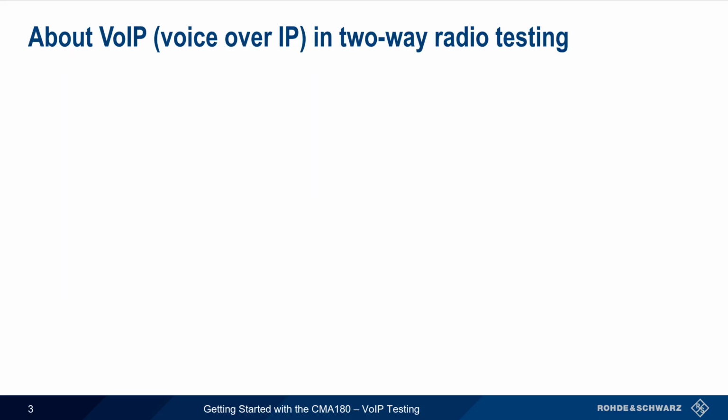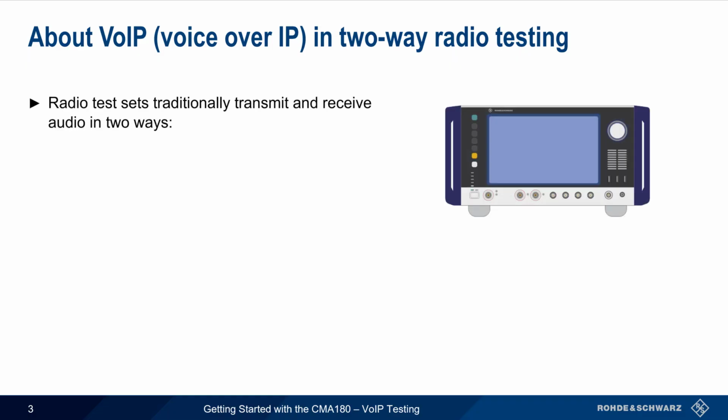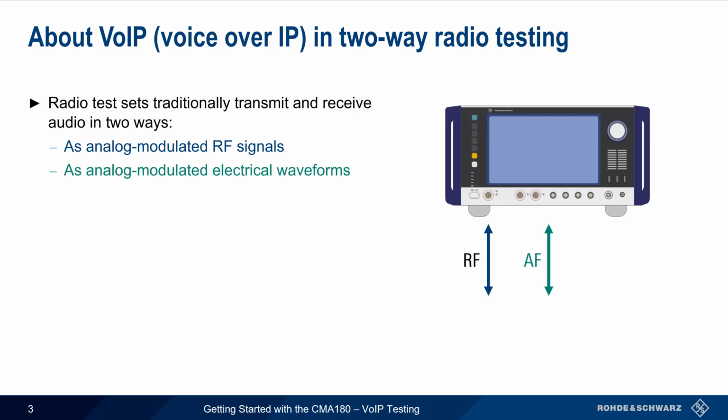Let's start with a brief overview of two-way radio testing. Radio test sets have traditionally transmitted and received audio in two different ways: as RF modulated by an analog audio frequency signal, or as the electrical analog audio frequency itself.